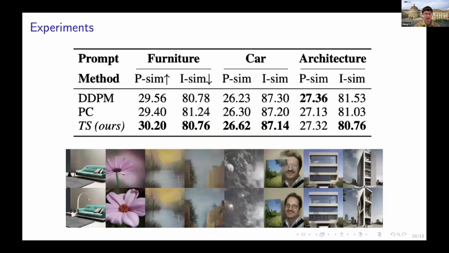The experiment results here are quite preliminary. We tested on Stable Diffusion 1.5 and see that in terms of image quality and also diversity, we have some improvement over the simple predictor-corrector or DDPM model.